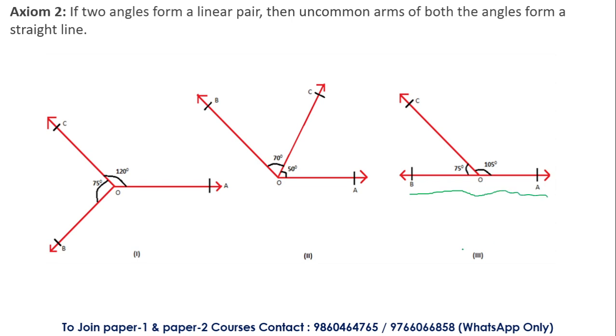Okay, so this is going to be a straight line. Whenever you are taking the summation, just look at the uncommon arm, which we haven't considered in this whole diagram. That is, AOB is considered, BOC is considered, so OC is considered, but the arm AB is not considered. So this is concluded to be the straight line.